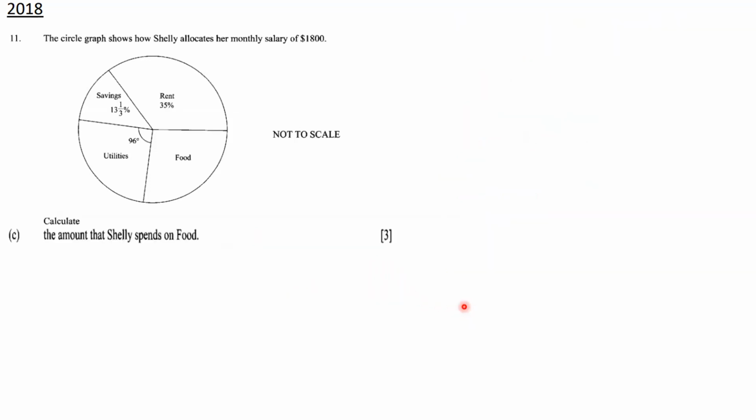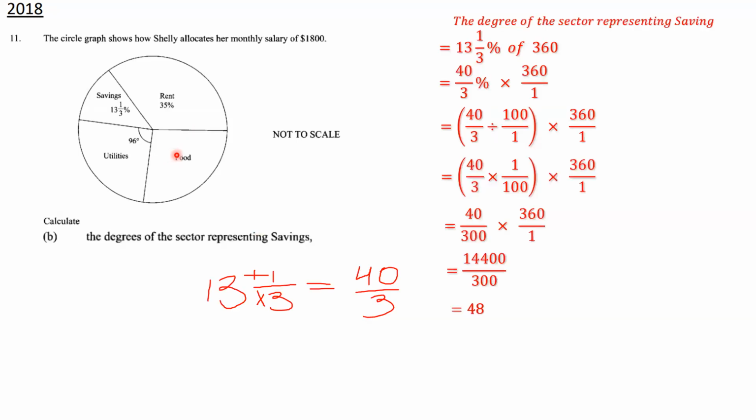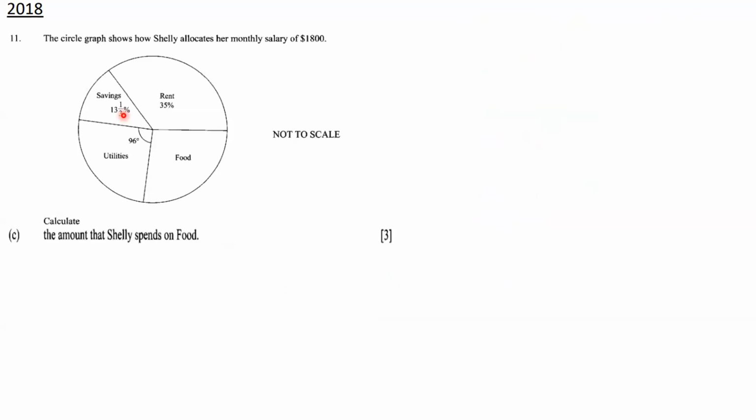It says, calculate the amount that Shelley spends on food. The amount that Shelley spends on food. Well, in order to figure that one out, that's the amount of her salary. And so we know that food, but we don't have any information on food. What we do know, however, is that the degrees of the sector for 13 and a third percent is actually 48. And so how are we going to do this?